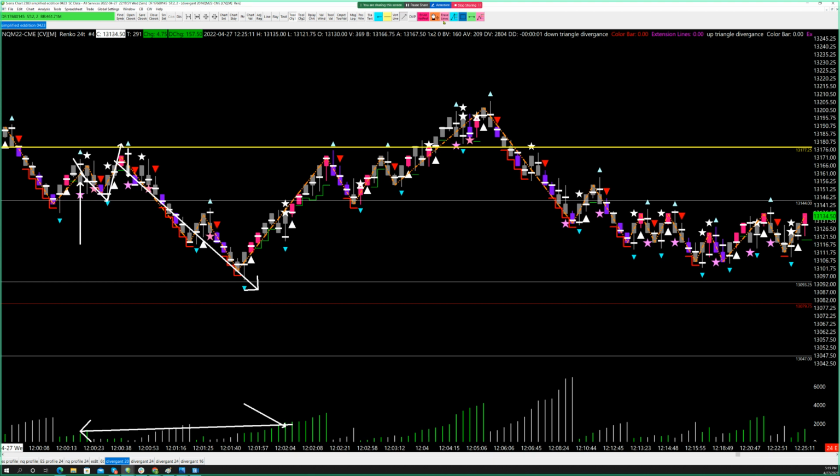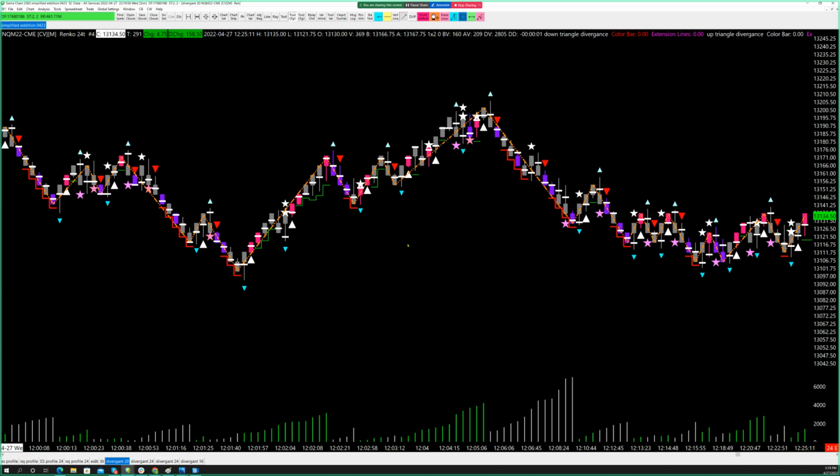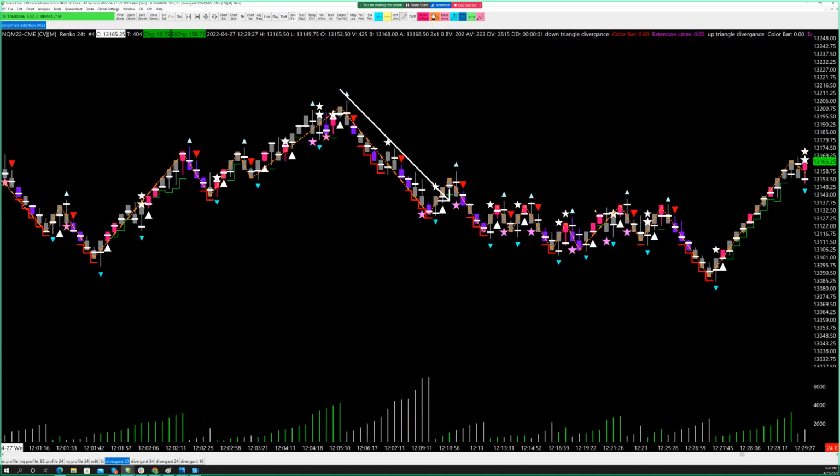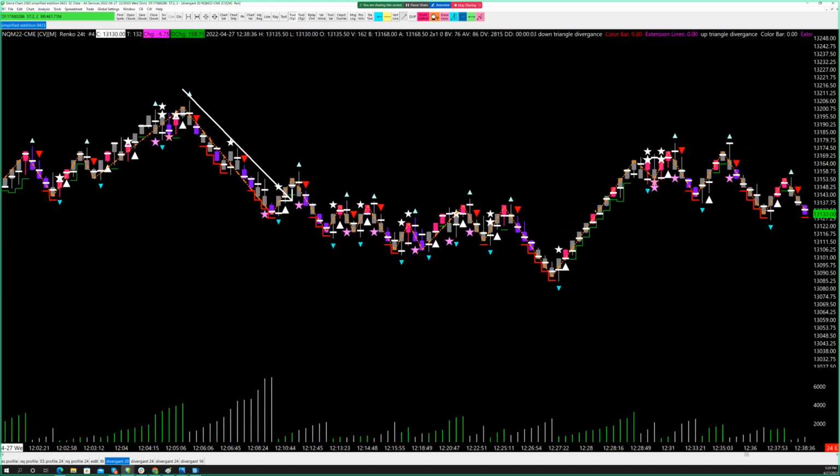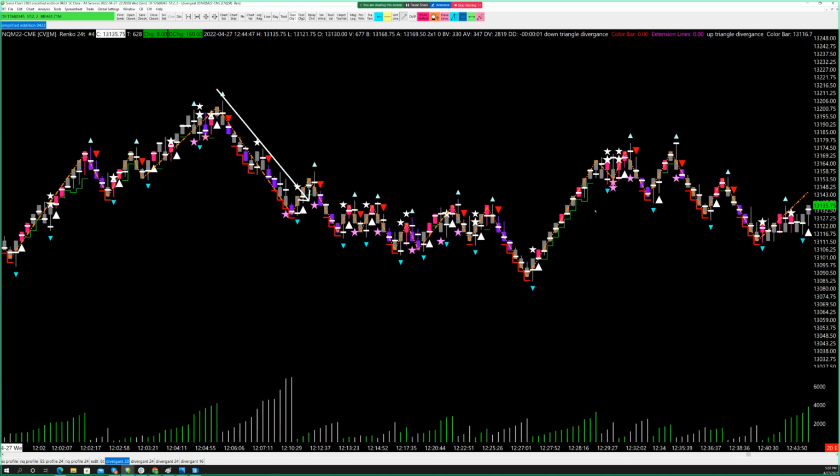Let me be clear. You do not want to fade the first wave if it's a third wave off the bottom, or if it's a third, like this wave right here. See how that's a third wave down? Do not try to go long into that wave. You will have a very bad day. That is going to be resistance until it's broken, right?